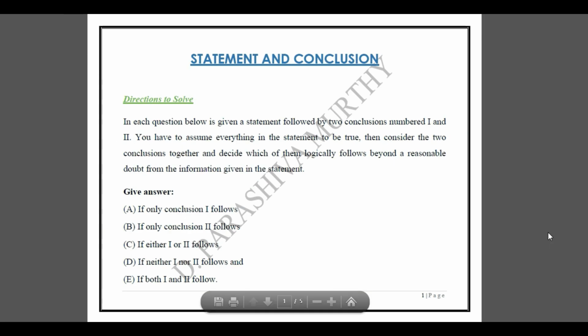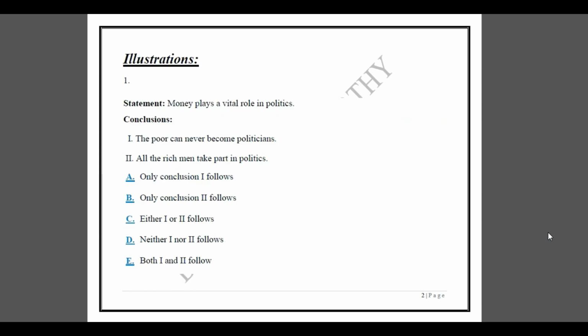Now, I'll start by giving you some illustrations. Number 1, the first one. This is a statement. Money plays a vital role in politics. Conclusions given over here is number 1. The poor can never become politicians. Conclusion 2. All the rich men take part in politics.